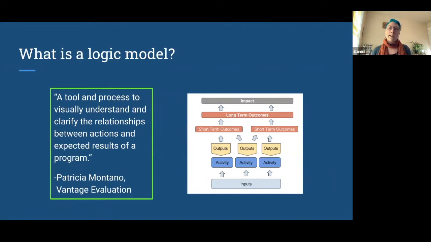So what is a logic model? And why are we using them? Why does it matter in this context? So a logic model, as Patricia Montano has explained in Vantage Evaluation, is a tool and process to visually understand and clarify the relationships between actions and expected results of a program. So the things that you're doing should relate to the results that you want to see. And the logic model is going to help figure that out.